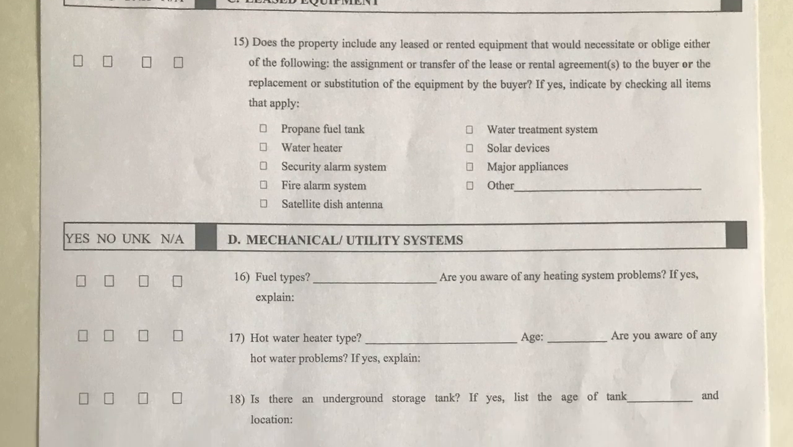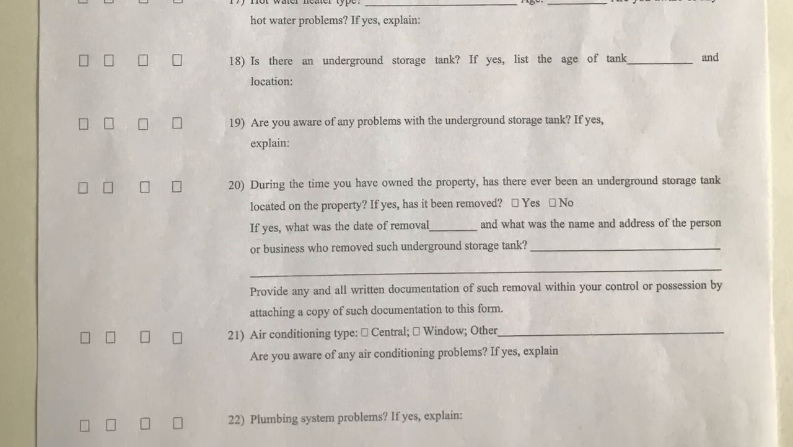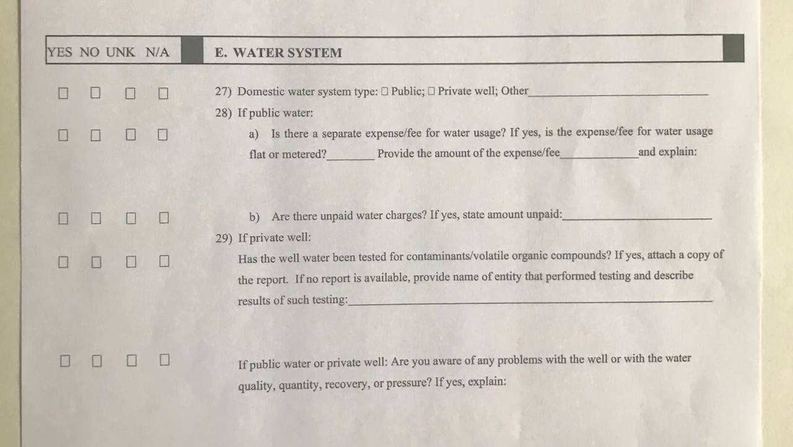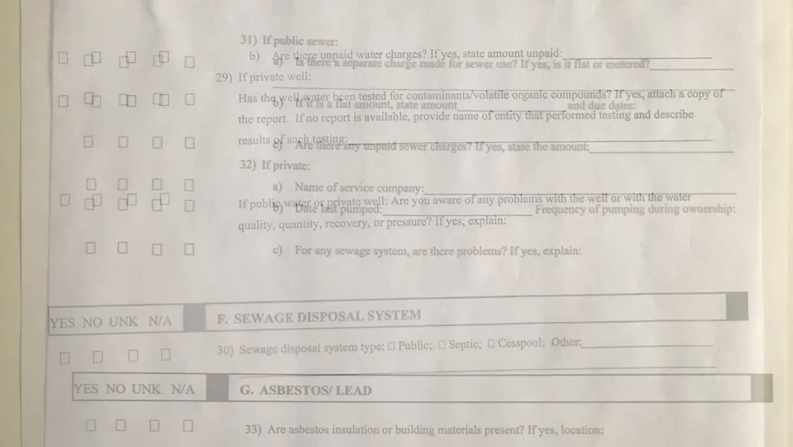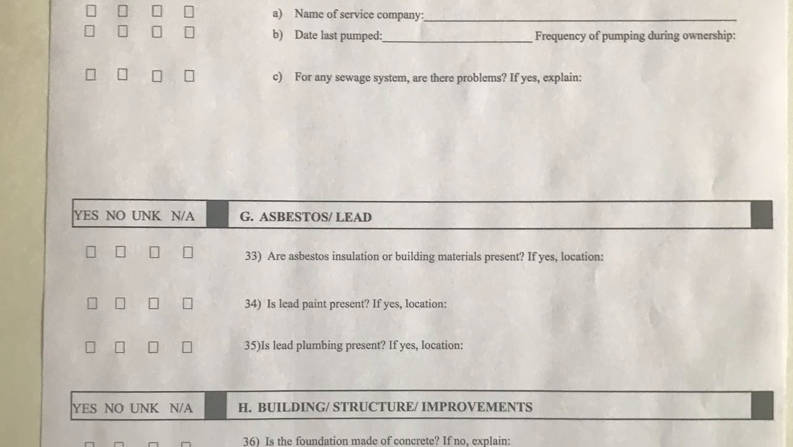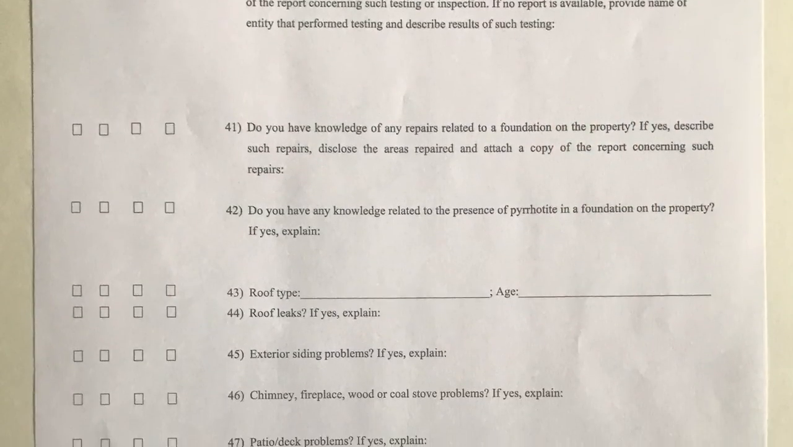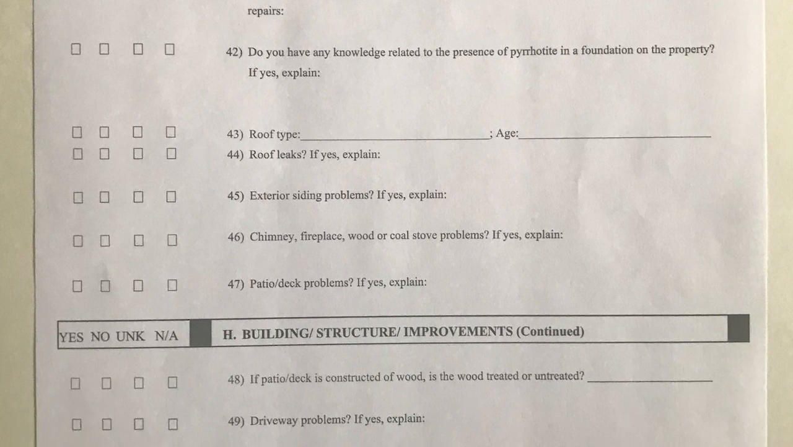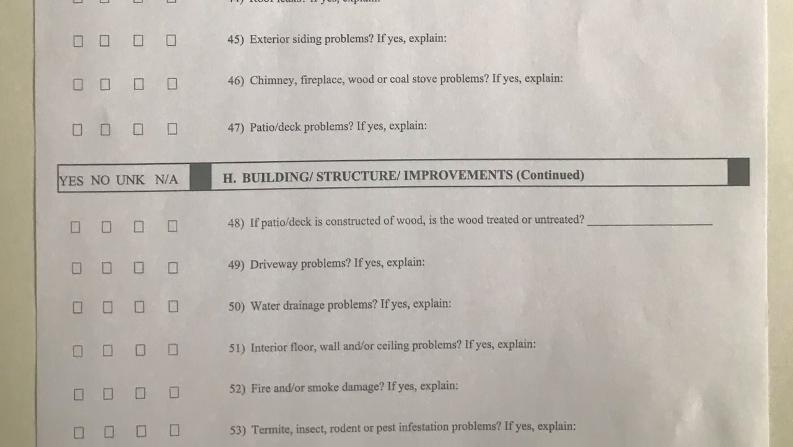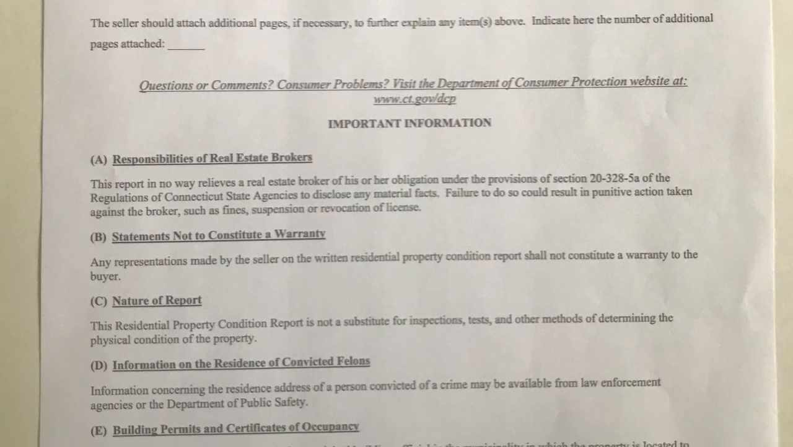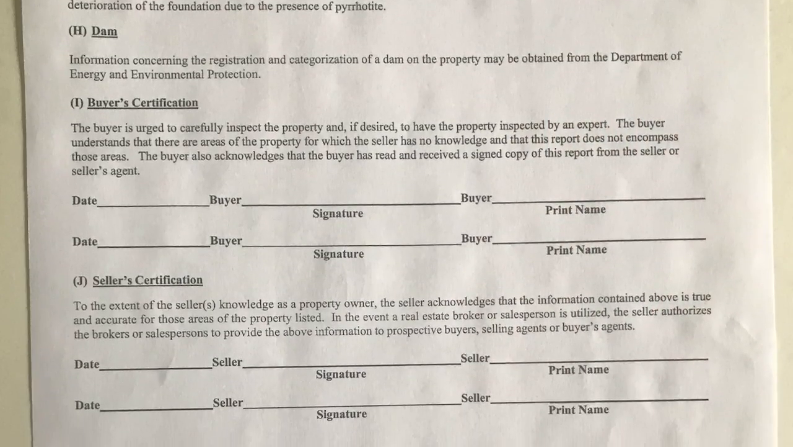It's looking at leased equipment, mechanical and utility systems, the water system, sewage disposal system. Again, yes, no, unknown, and not applicable. Anything about asbestos or lead, building and structural information, improvements is also in very big detail. This is where you have to give all the problems. Again, initialing each page. You've got to put the property address on each page as well. And the last page here is where the sellers must date and sign.